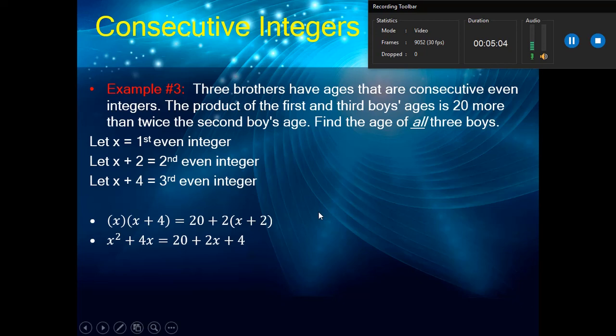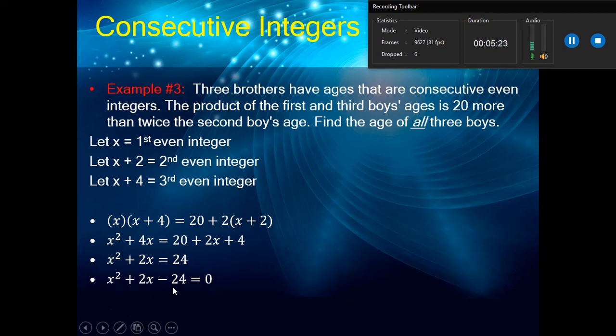I'm going to start to move my terms around. I want everybody to be on the same side. So I'm going to subtract 2x so that it ends up over on the left, but I'm also going to combine my constants of 20 and 4. And now in my last step, I'm going to subtract 24 and set my quadratic equal to 0.